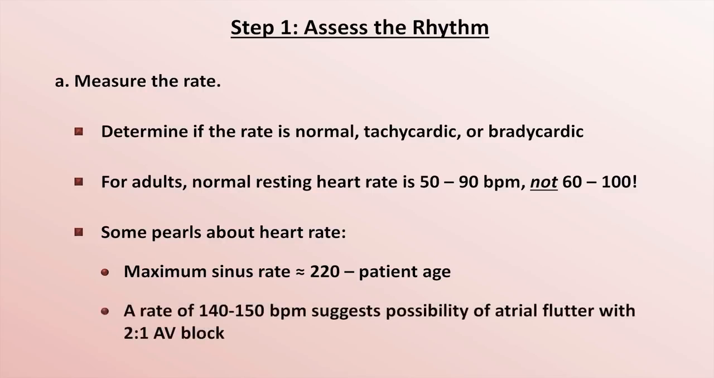And a heart rate of 140 to 150 beats per minute specifically suggests the possibility of atrial flutter with 2-to-1 AV block. 2-to-1 AV block means that for every 2 waves of depolarization which reach the AV node, only one passes through to depolarize the ventricles. If you have no idea what atrial flutter with 2-to-1 AV block looks like, we're going to see some examples of A-flutter in a few minutes.